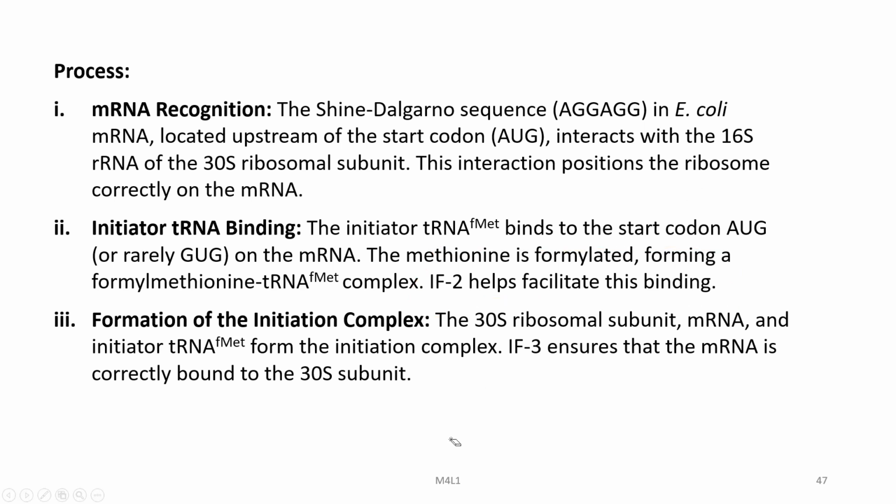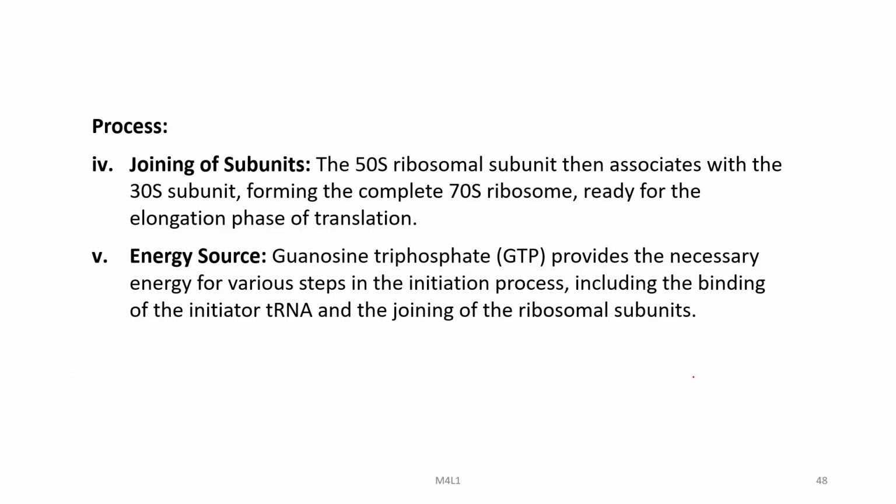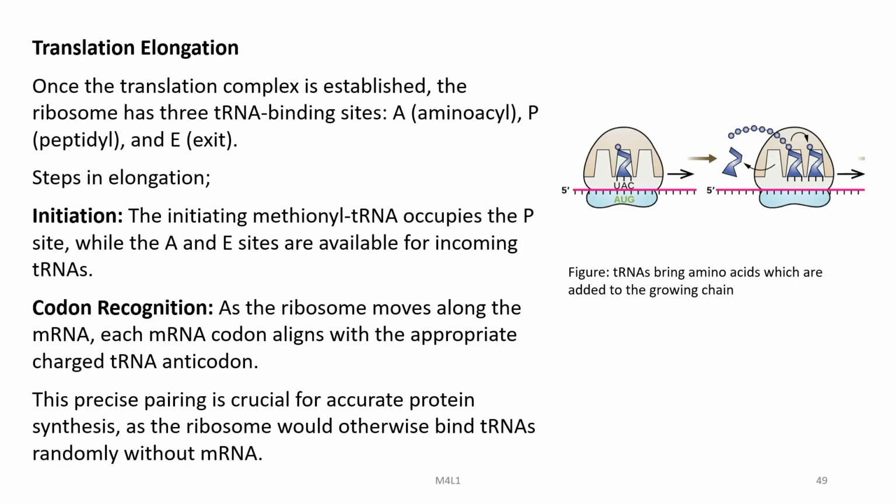Then there is the formation of the initiation complex. The 30S ribosomal subunit, mRNA and initiator tRNA FMET form the initiation complex, and IF3 ensures that the mRNA is correctly bound to the 30S subunit. Then there is joining of the subunits. The 50S ribosomal subunit associates with the 30S subunit, forming the complete 70S ribosome ready for the elongation phase of translation. In this process, the energy source comes from guanosine triphosphate for the various steps in this initiation process, including the binding of the initiator tRNA and joining of the ribosomal subunits.